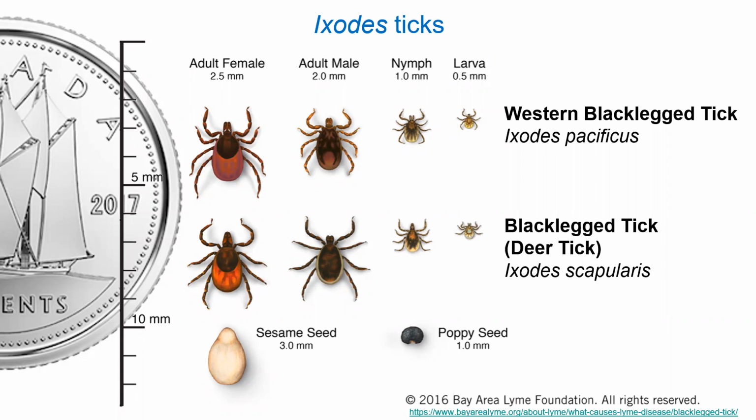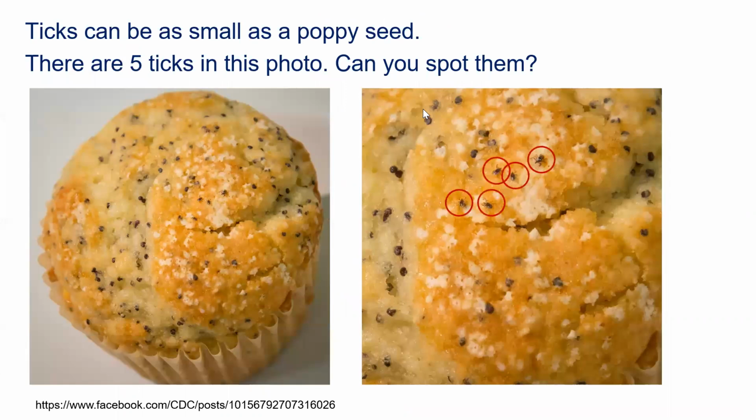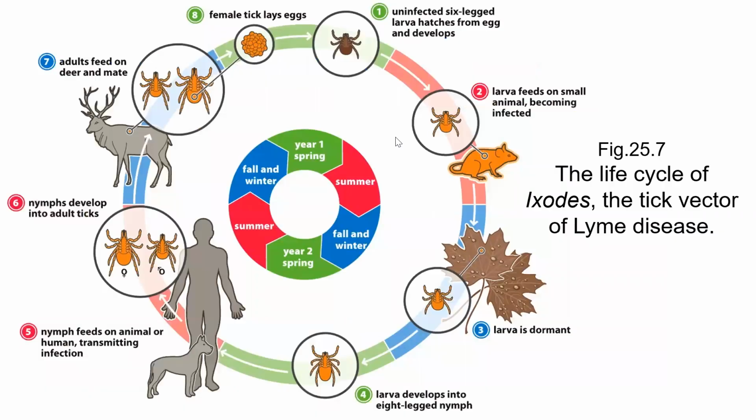And I think I left you off with this wonderful image of these muffins and the little ticks. So this is the bad news. These things are very small. If I had one on my body somewhere, I probably would not notice, I'm guessing, right? So that's the unfortunate part. But there's some good news, and we'll get to that in a minute.